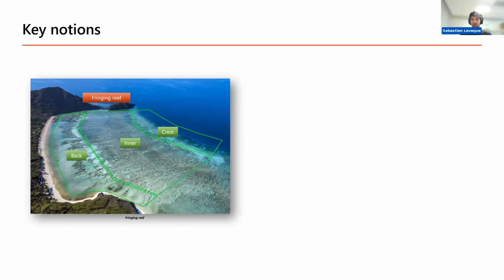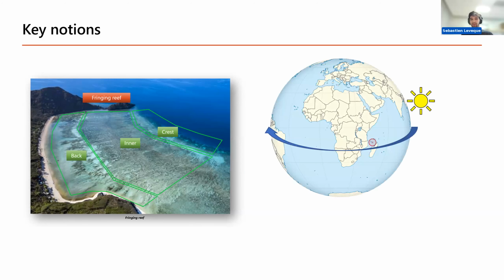The second notion that I want to explain is quite simple, the sun exposure. In the southern hemisphere, just like in the northern hemisphere, the sun rises from the east to the west. But there is a difference between northern and southern hemisphere, where at midday, the sun is pointing north in the southern hemisphere, unlike in the northern hemisphere, where it will point south.